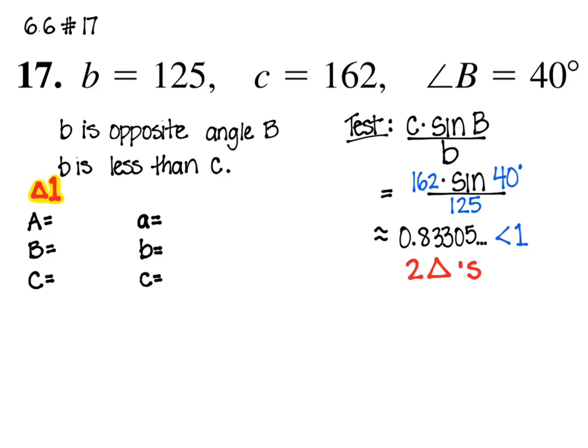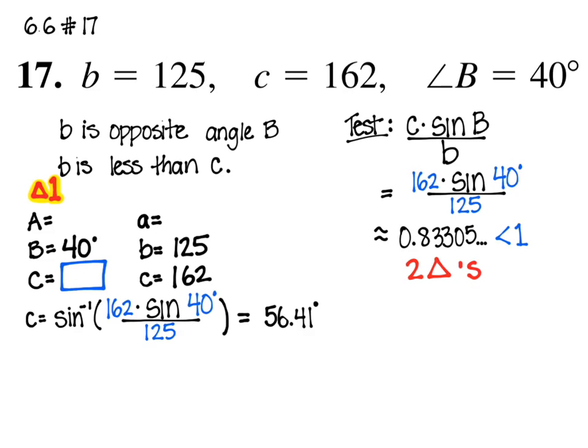So there's my three angles and my three sides. I put in that chart the information that's been given: the 40 degrees, the 125, and the 162 for side lengths. The first thing we're going to find is angle C, and the reason we're looking for this is because we've got the side C. So I'm going to use law of sines to find angle C, and I find that it's 56.41. So plug that in there.